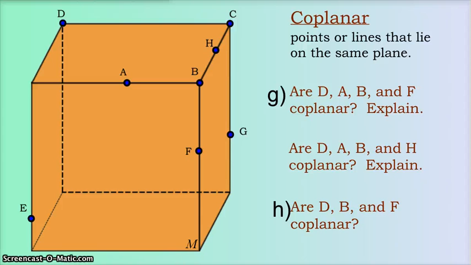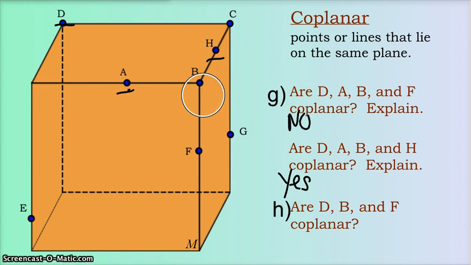Coplanar means points or lines that lie on the same plane. Are R, D, A, B, F coplanar? No. D, A, and B are on the top of the cube, but F is not. How about the points D, A, B, H? Yes, they are coplanar. They all live on the top of the cube.